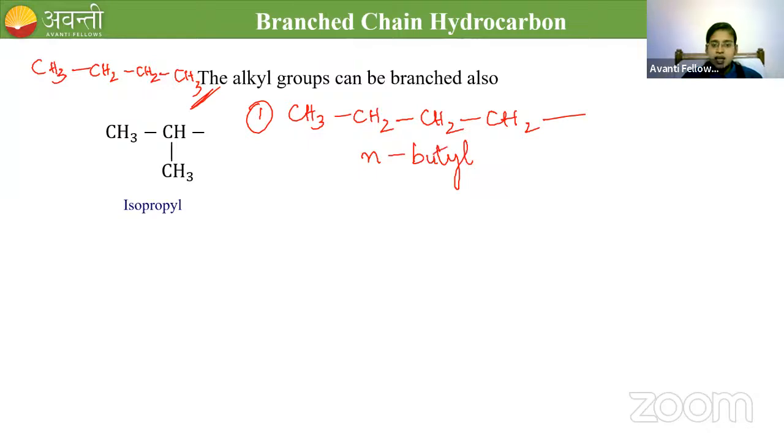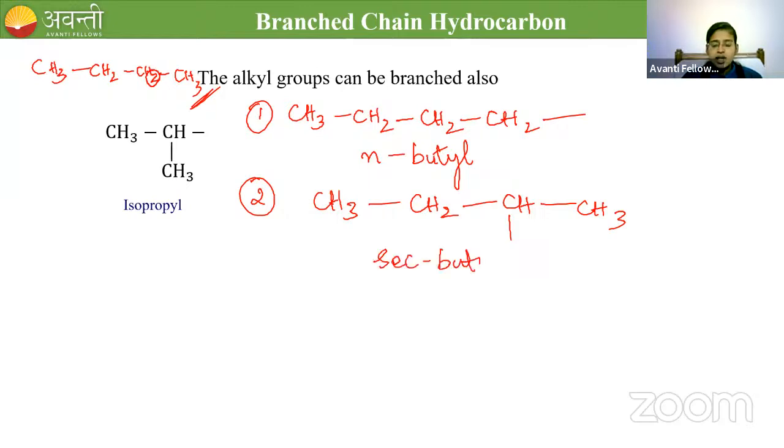And secondly, remove the last-but-one hydrogen. So here you will get CH3, CH2, CH bond and CH3. If I remove the last-but-one hydrogen, this is called secondary butyl.